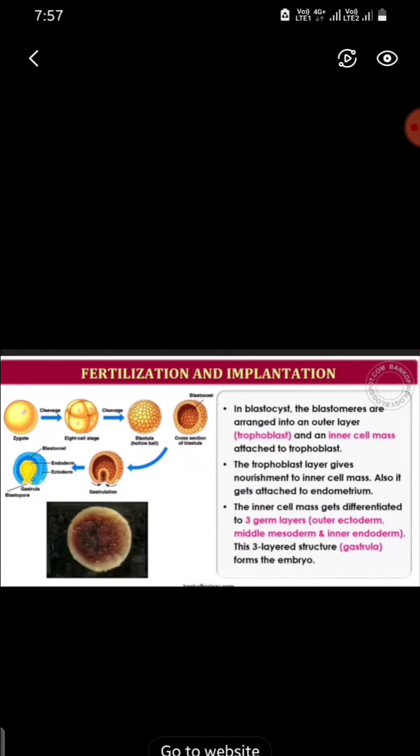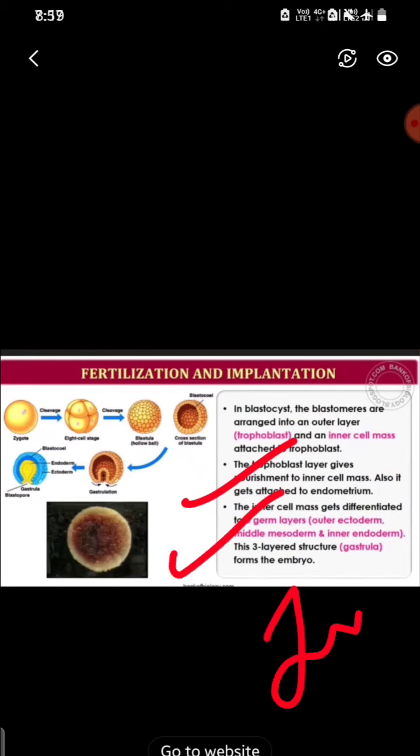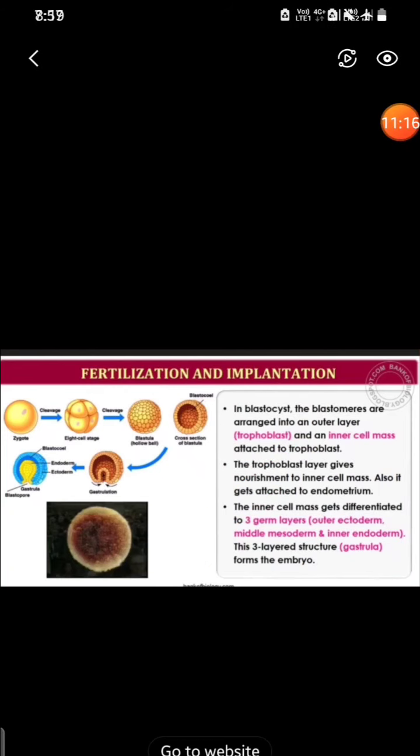So what does the trophoblast layer do? It gives nourishment to the inner cell mass, and also gets attached to the endometrium. And the inner cell mass gets differentiated into 3 germ layers: the ectoderm, the middle mesoderm, and the endoderm. This 3-layer structure we now call the gastrula. So you have to remember, the morula gives rise to the blastocyst, or blastula, and then it gives rise to the gastrula.